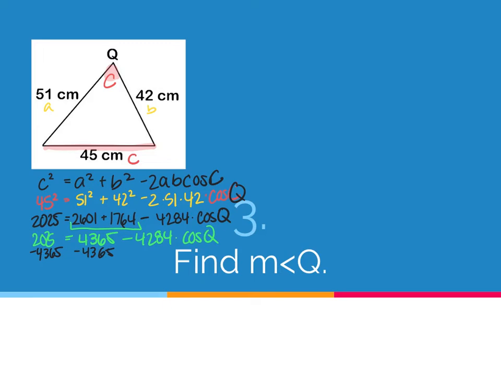So 2,025 minus 4,365 gives me negative 2,340, which is equal to negative 4,284 cosine of Q. Now you might be saying, Ms. Gutierrez, why is that negative? Remember, subtracting is the same thing as adding the opposite, so it's really plus a negative 4,284. Now, to get cosine of Q all by itself, we just need to divide both sides by negative 4,284.